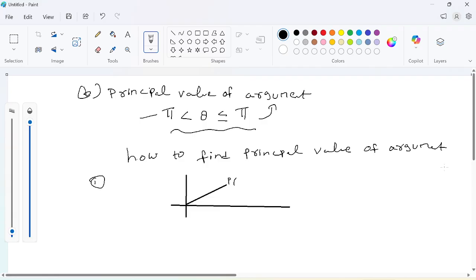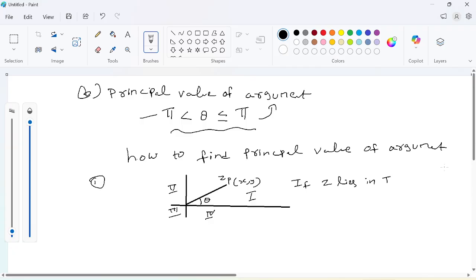So P(x, y). If my P lies here, this will be your theta. So here, this is your Z. P represents the point on the Argand plane, which is a complex number. Now here, what is the meaning if Z lies in the first quadrant? This is the first quadrant, right? In your coordinate system, this is your first quadrant, second quadrant, third quadrant, fourth quadrant.